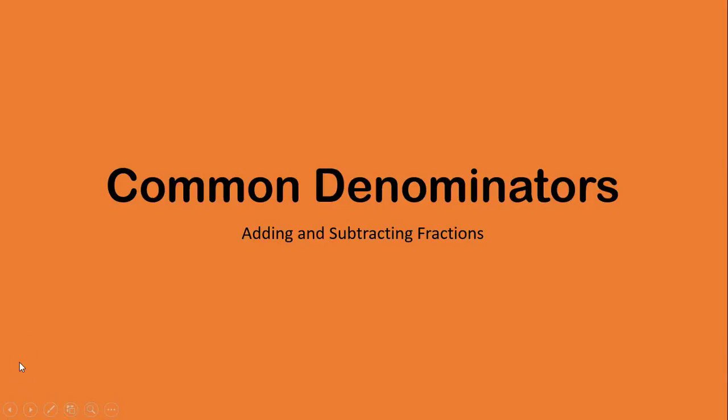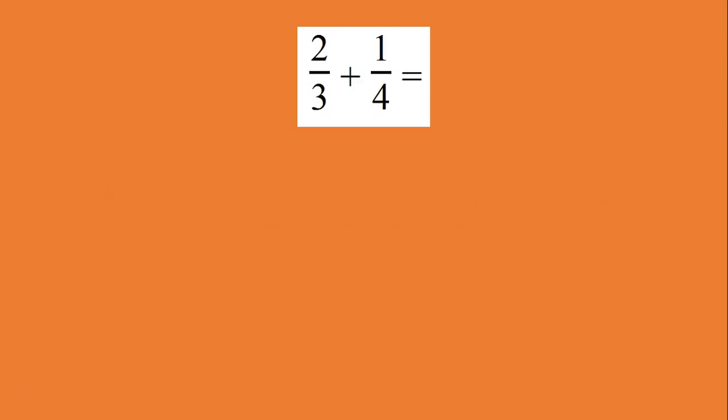In this video, we are going to discuss why we find common denominators when adding and subtracting fractions. Let's look at an example. 2/3 plus 1/4. Now you and I both know that we cannot add across the numerators, as in 2 plus 1, or across the denominators, 3 plus 4, but rather we need to find a common denominator.